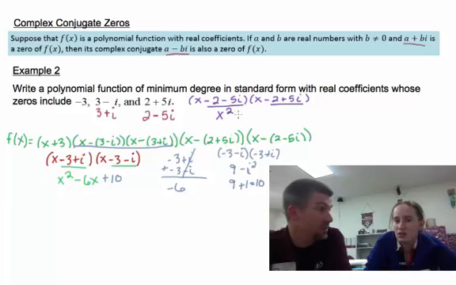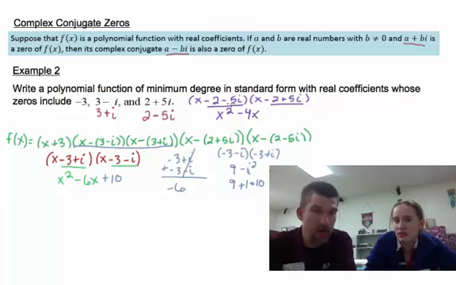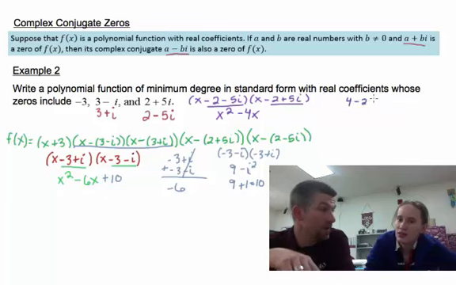Well, -2 plus -2 is -4, and the i's cancel. So that's -4x. Now if we multiply together -2 minus 5i times -2 plus 5i, we're going to get -2 times -2, which is 4. And then -5i times 5i is minus 25i squared.